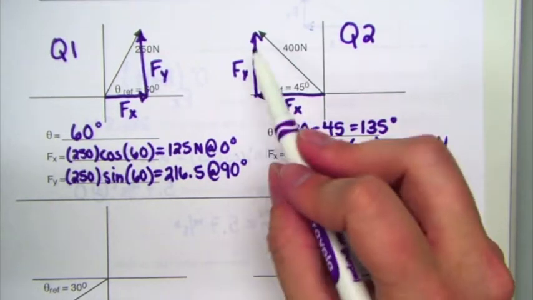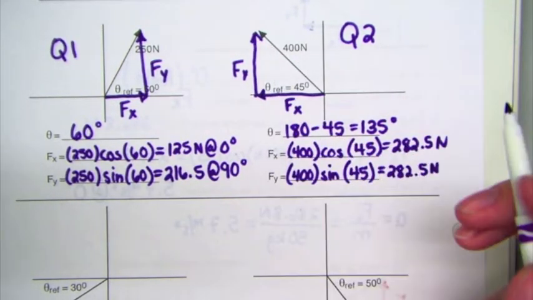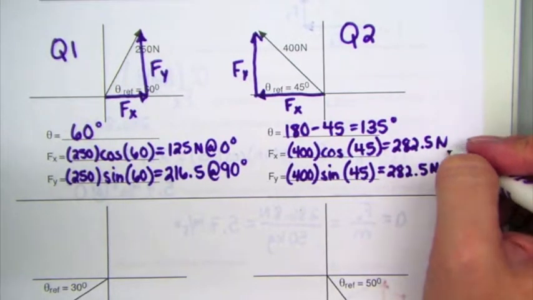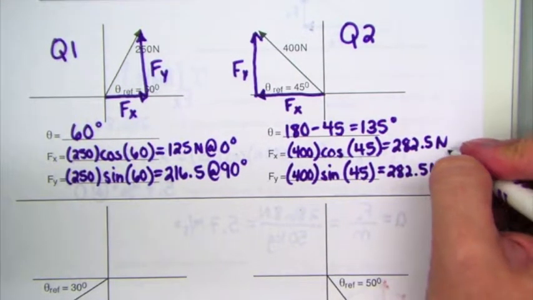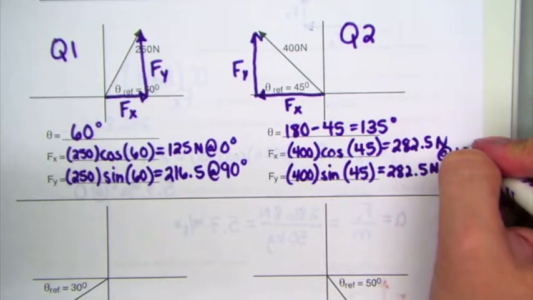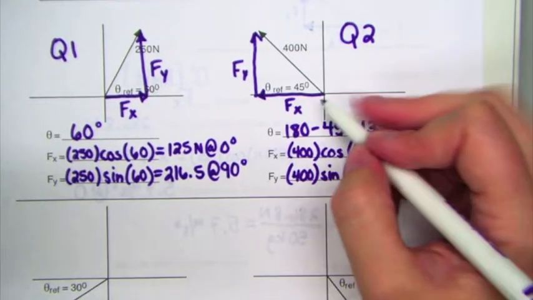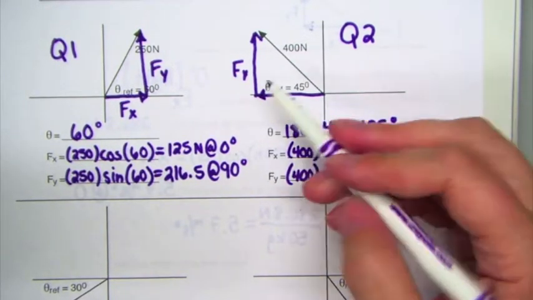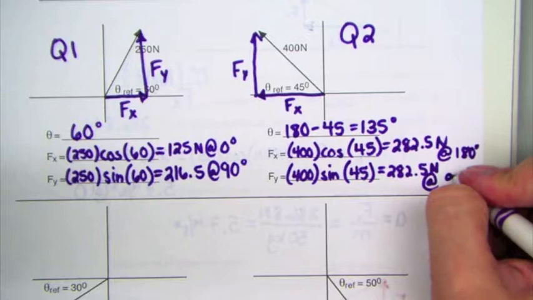It's a 45, 45, 90 triangle, or a special right triangle. Okay, so that means it's isosceles. The legs are the same. Okay, don't forget your direction. Because it's going to the left in the x direction, it's at 180. And because it's going up in the y direction, it's at 90.